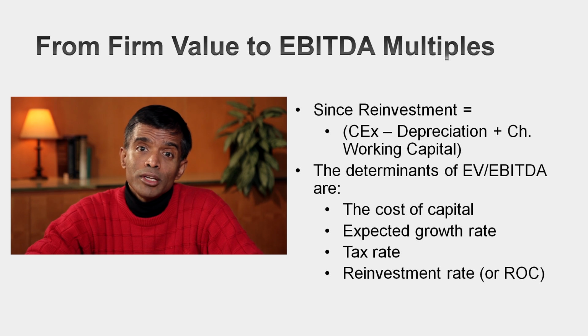Second factor to drive the EV to EBITDA is the expected growth rate. Other things remaining equal, the higher the growth rate, the higher the EV to EBITDA. Third factor that drives the EV to EBITDA is your cost of capital. The riskier a firm, the higher its cost of capital, the lower the EV to EBITDA multiple. Final factor that drives the EV to EBITDA is how efficiently are you delivering growth? What kind of reinvestment do you need to sustain that growth? And other things remaining equal, the higher the reinvestment rate, the more the CapEx, the more the change in working capital, the lower the EV to EBITDA multiple. We've got the variables that drive EV to EBITDA. Let's put them to use.